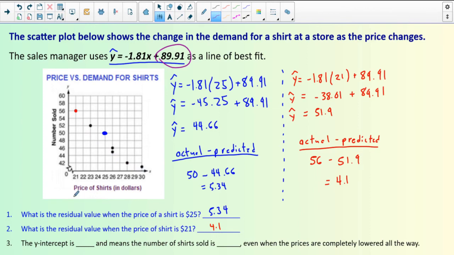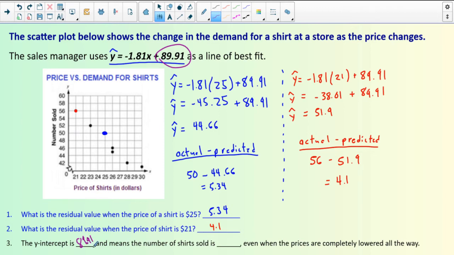89.91. The graph is a little bit off because you can see we don't go all the way to 0. We kind of skip from 0 to 21, or here we skip from 0 to 42. So the graph is a little bit off, but it doesn't matter. We just need to use this. This is 89.91.